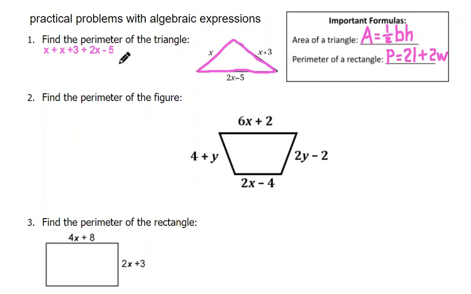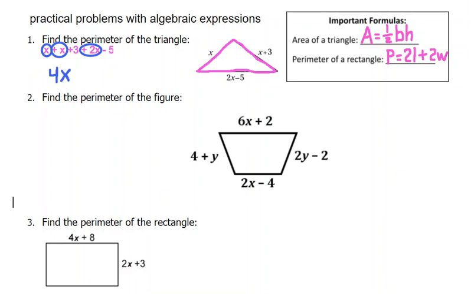So I'm adding up my sides, and I see here that now I can combine my like terms. So I know in standard form my variables are going to go first, so I'm going to look at my variables. So I see x, I see another plus x, and I see a plus 2x. So I know I can combine all those because they have the same variable raised to the same exponent. x plus x is 2x, 2x plus 2x is 4x.